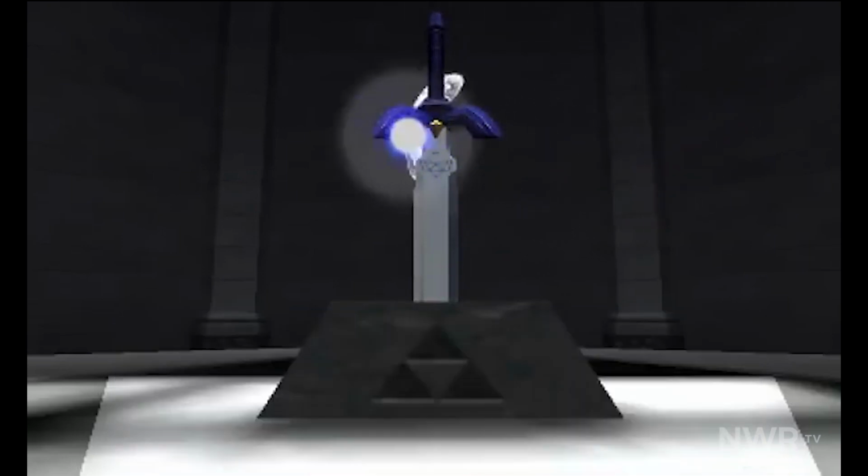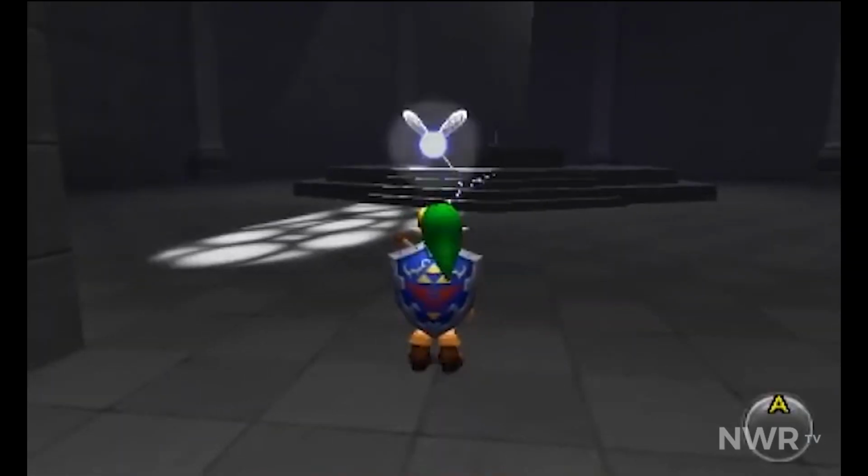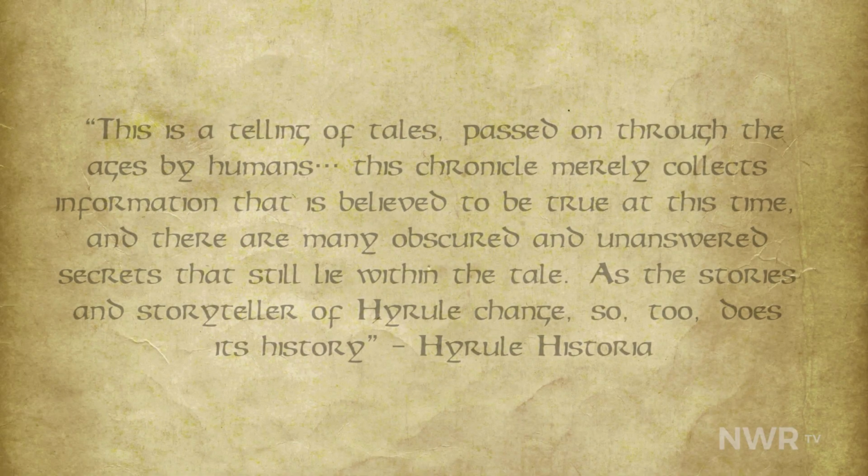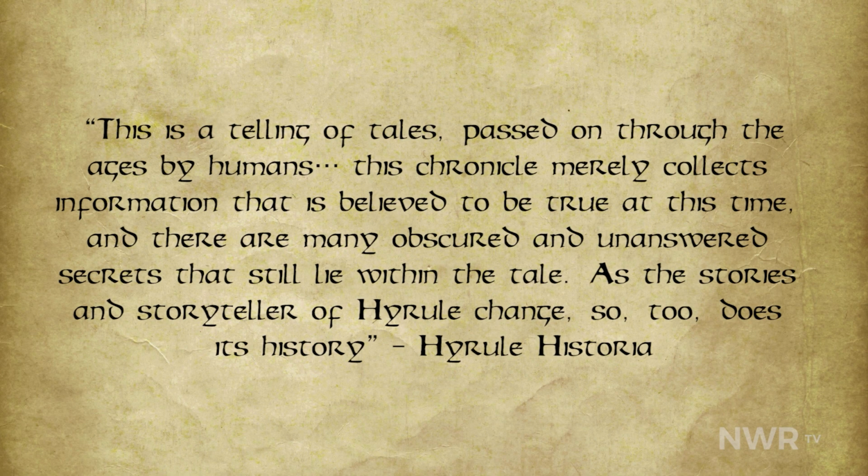Just before it lays out the timeline, the Hyrule Historia makes the following clear. This is a telling of tales, passed on through the ages by humans. This chronicle merely collects information that is believed to be true at this time, and there are many obscured and unanswered questions that still lie within the tale. As the stories and storytellers of Hyrule change, so too does its history.